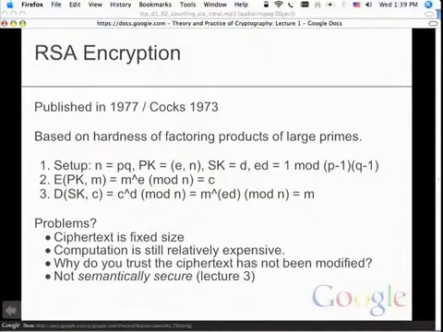And again, why do we actually trust that the ciphertext has not been modified? When I get this value C, somebody might have done something to this. For example, I can multiply values in there and change the value that you're going to decrypt. So there's no notion of authentication here. And a more technical thing, this is not what's called semantically secure, and I'll talk about that in the third lecture, but that has to do with some of the properties of the crypto system. But now we've got a way to actually do public key cryptography.